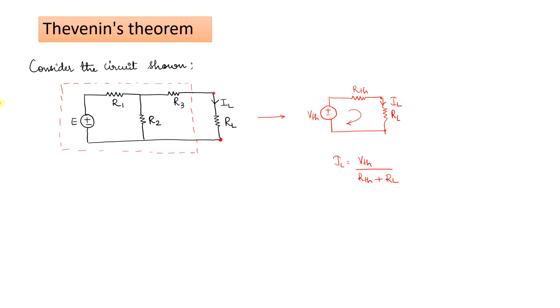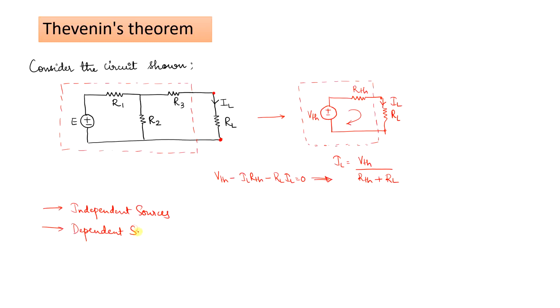So for any complex circuit, first identify where the load is connected, identify the two terminals, remove the load, and the circuit will be an open circuit. Then reduce the remaining part of the circuit to a series combination of Thevenin voltage and Thevenin resistance. After that, replace the load and you can compute the load current. Under Thevenin's theorem we have different cases because the circuit can have independent sources and dependent sources. Depending on the type of sources present in the circuit, we have three ways in which we will be calculating.